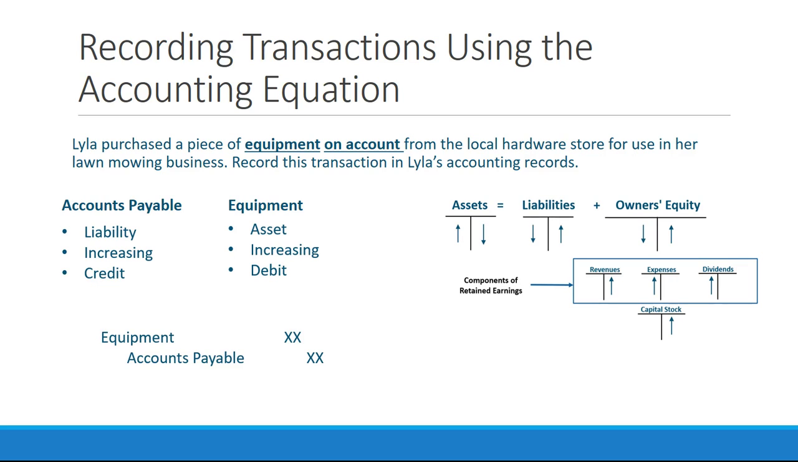We increase the equipment account, or the asset account, through a debit, so we need to debit the equipment account. So our journal entry will be a debit to equipment and a credit to accounts payable: an increase in equipment and an increase in the accounts payable account. Over on the right side, this time we have an increase in assets and an increase in liabilities. So again, our accounting equation still balances.